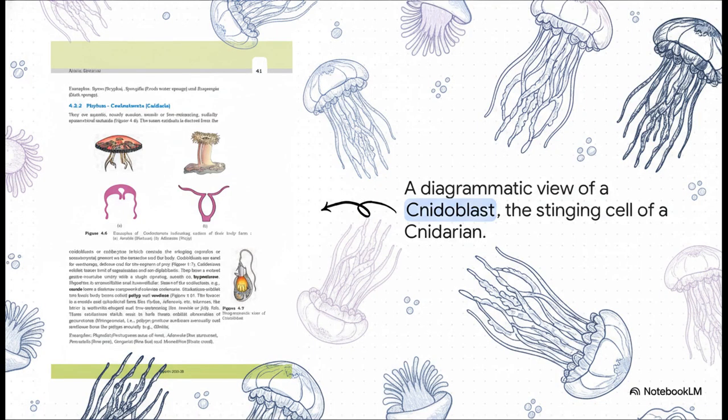And now we get to the Cnidarian's signature feature, their secret weapon, the very thing that gives them their name. They have these incredibly specialized stinging cells called cnidoblasts. And you can see a diagram of one right here. These tiny biological harpoons are the reason a jellyfish stings.